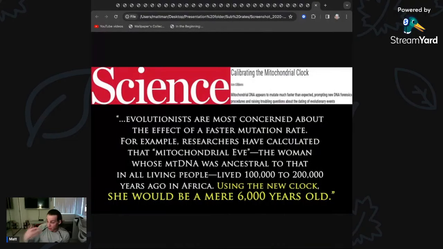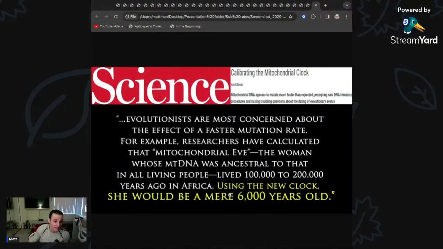We're seeing constant, uncalibrated mutation rates based on no assumptions of the past, telling us that the mitochondrial clock is showing a most recent common ancestor of Eve living just thousands of years ago, not even tens of thousands, let alone hundreds of thousands or even millions of years ago. None of that's true. That's why this works. And look at this statement here. Using the new clock, she would estimate a mere 6,000 years ago for Eve, the mother of all living beings.